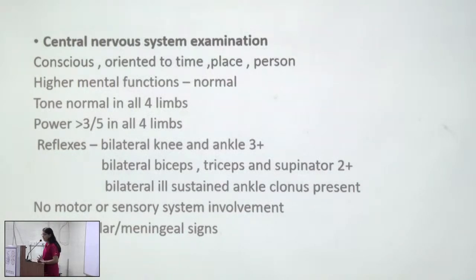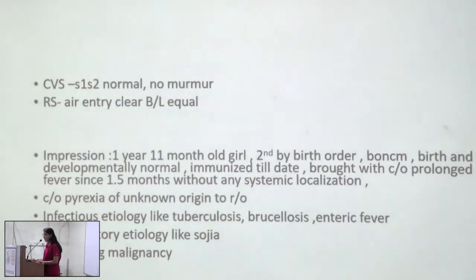Central nervous system examination, the child was conscious, oriented to time, place, person, higher mental functions being normal, tone being normal in all 4 limbs, power more than 3/5 in all 4 limbs. Reflexes were brisk, bilateral knee and ankle 3+, biceps, triceps and supinator were 2+, bilateral ill-sustained ankle clonus is present, however no motor or sensory involvement, no cerebellar or meningeal signs. Respiratory and cardiovascular system examination was within normal limits.